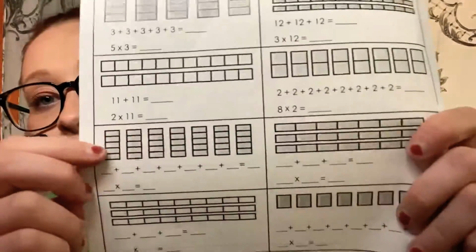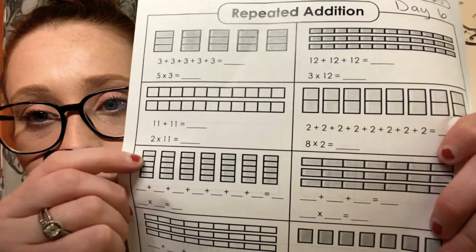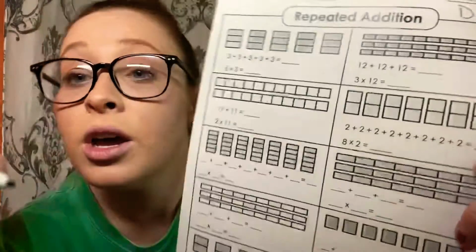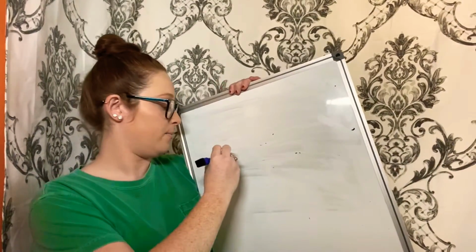On this one, we have to count how many are in each little square. Let's count: 1, 2, 3, 4, 5. So that means there's 5 in each of them. So what would our multiplication be? It'd be 7 times 5.